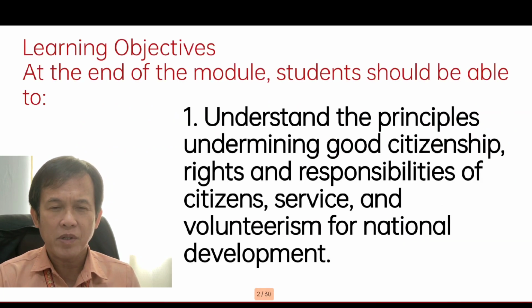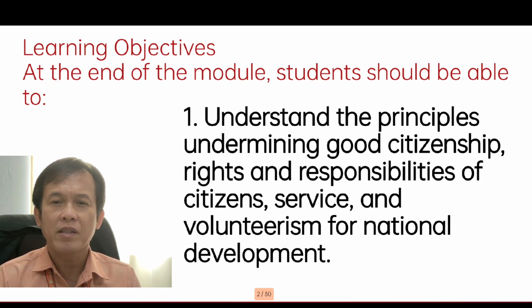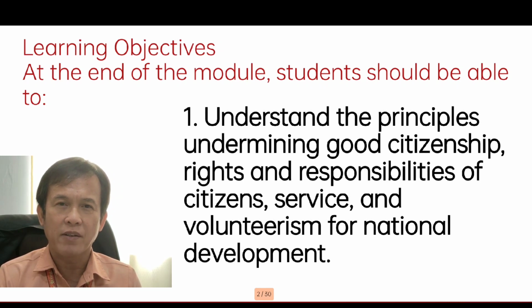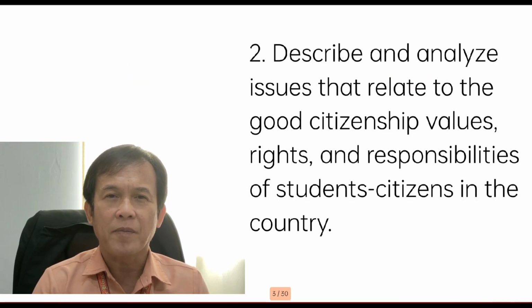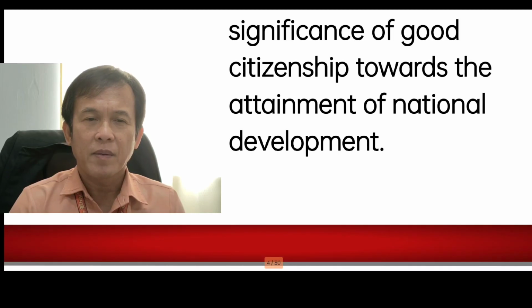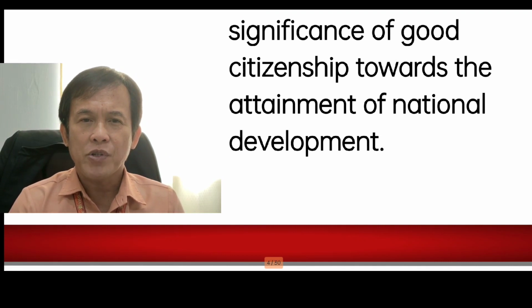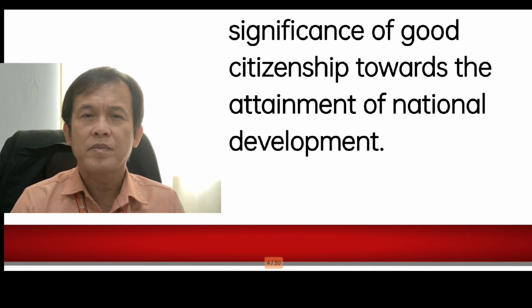The learning objectives of this subject are to understand the principles underlying good citizenship, rights and responsibilities of citizens, service and voluntarism for national development. Secondly, to describe and analyze issues that relate to the good citizenship values, rights, and responsibilities of the student citizens in the country. Number 3, appreciate the significance of good citizenship towards the attainment of national development.